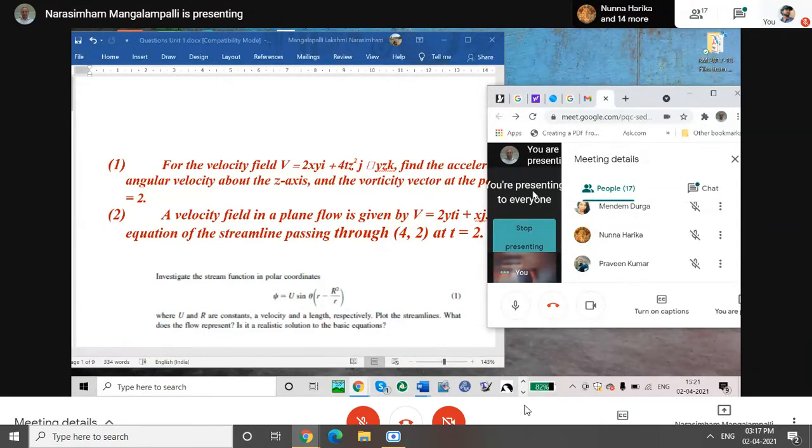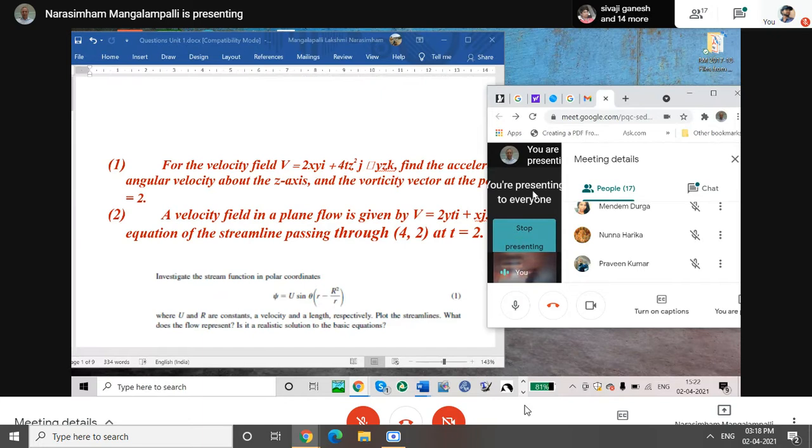What is the expression for v? It is 4tz squared. So what does it mean? The velocity varies with time, it is dependent on time. So is the flow steady or unsteady? Unsteady, sir. It's not steady because if any particular component has a time term, automatically the entire flow field will be changing with respect to time. So in the present case, the flow is unsteady, right?